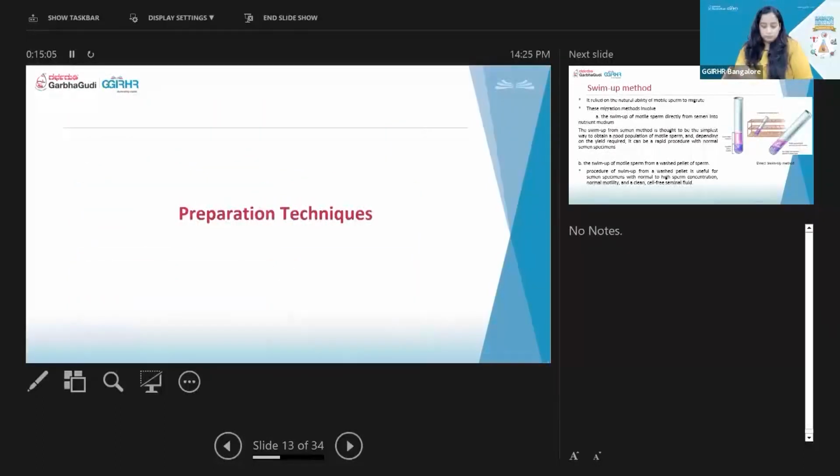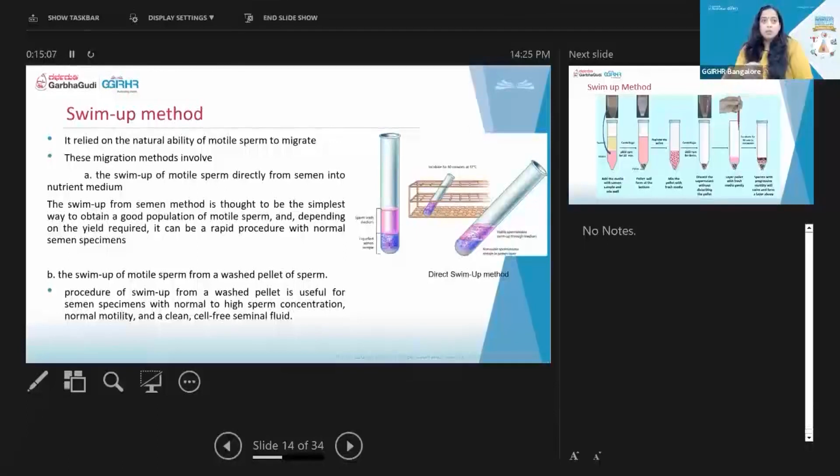Talking about the swim-up method in detail, it is based on the ability of the sperm to migrate, like how it can swim up into the media. So there are two ways you can do the swim-up. It can be directly from the semen sample, that is a raw sample, or from the washed pellet of the sperm. So how do you do the direct swim-up? You take 1 ml or 2 ml of the sample, which is liquefied, in the tube.